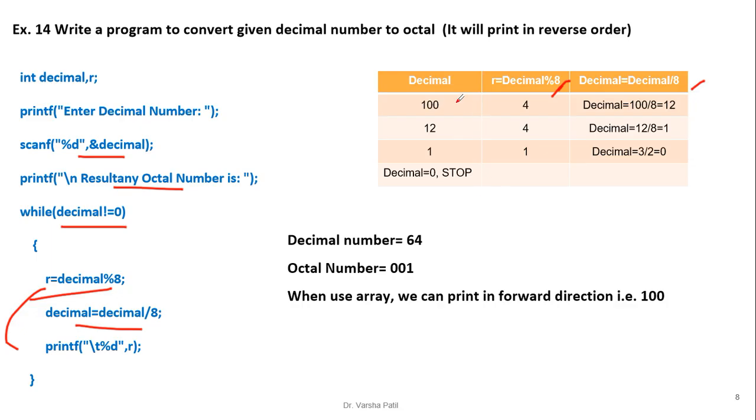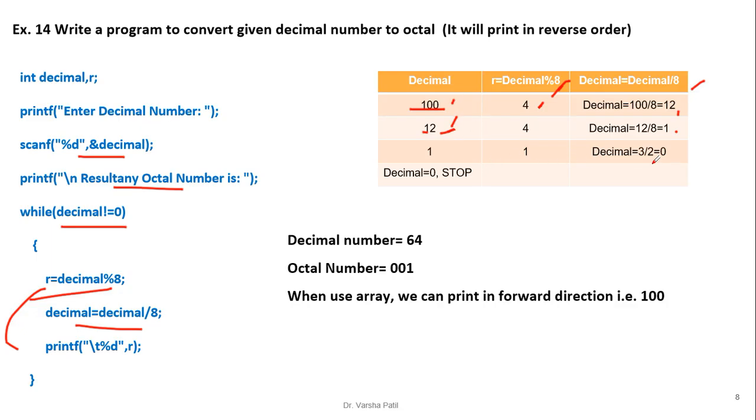See, decimal is 100, we divide 100 by 8, the quotient is 12. So next time our number is not 100 but 12, and whatever remainder we are printing, the remainder is 4. That is, when we divide 100 by 8, the remainder is 4. Then we divide 12 by 8, the remainder is 4, and the quotient becomes 1. So the initial number is 100, then 12, then it becomes 1.